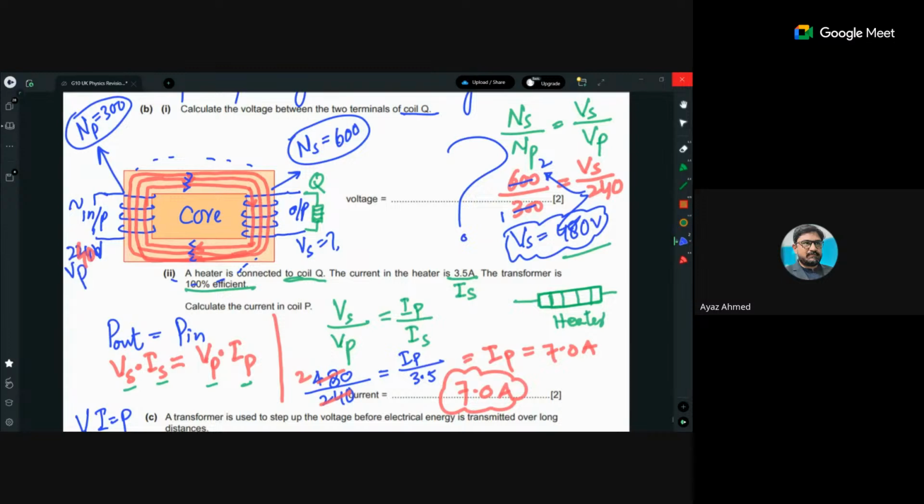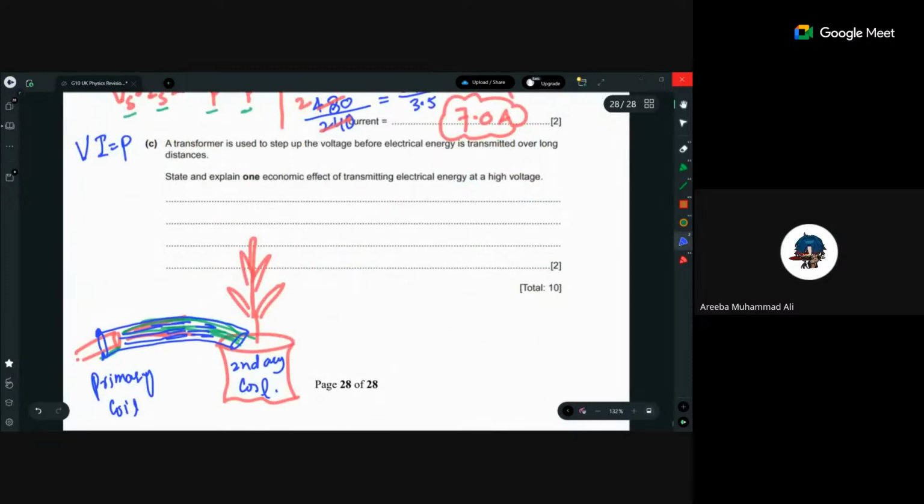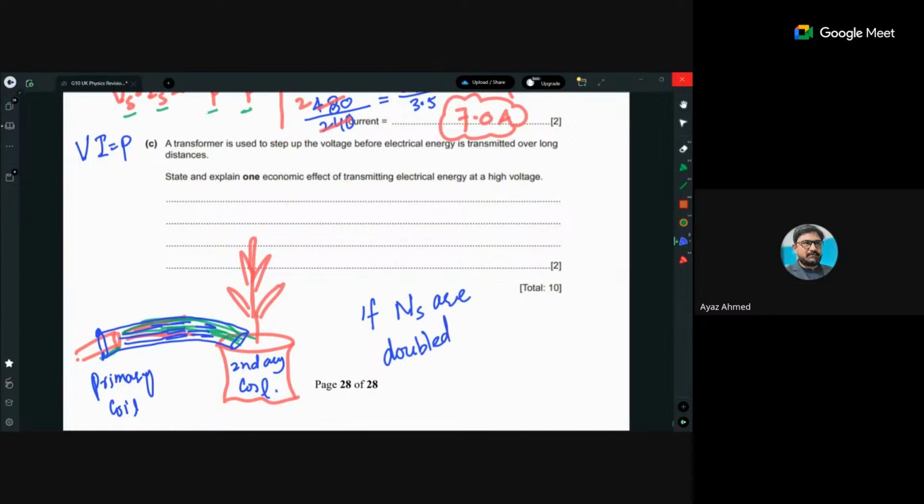You will have no problem, God willing. Could you repeat this one more time for me, sir? Yes, I will write it for you. When the number of turns are double, current is half and voltages are double.